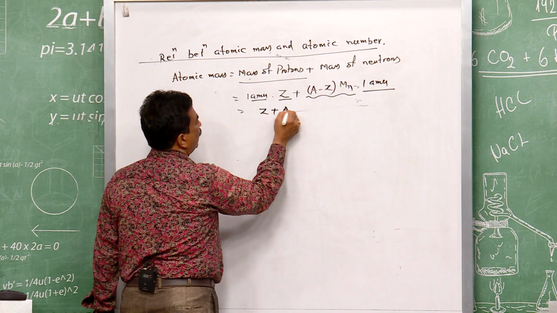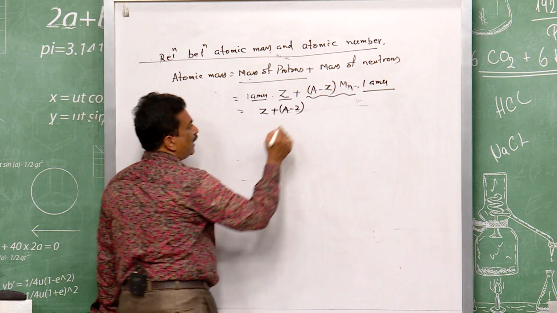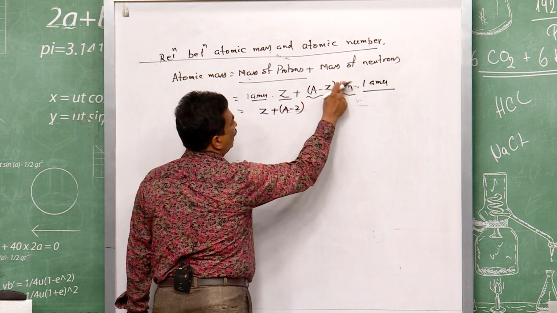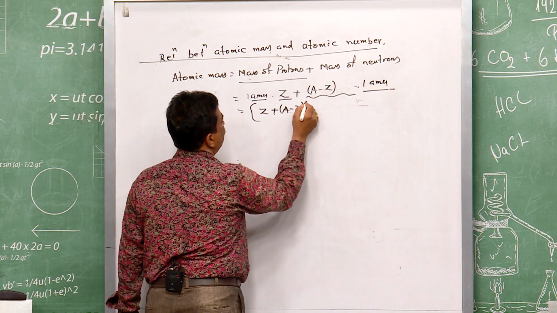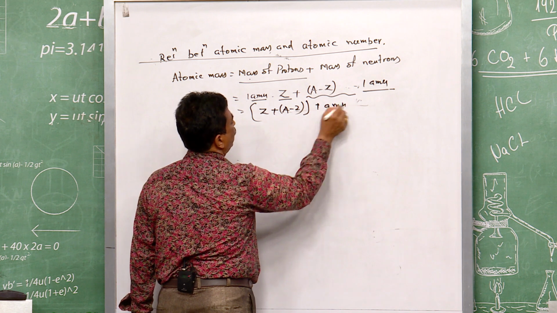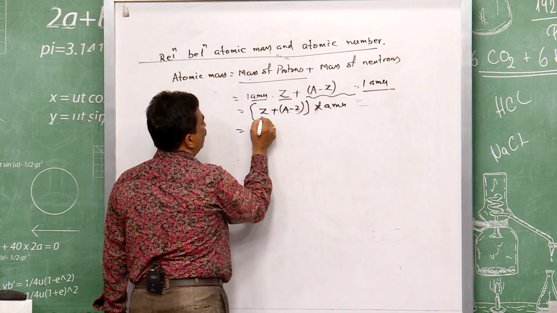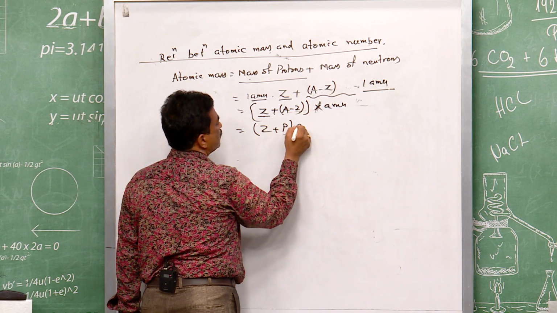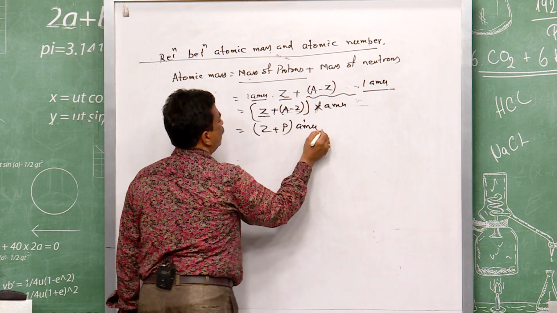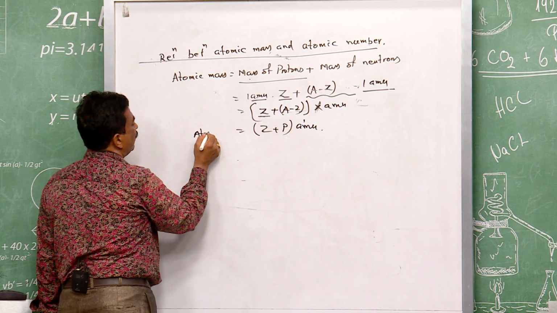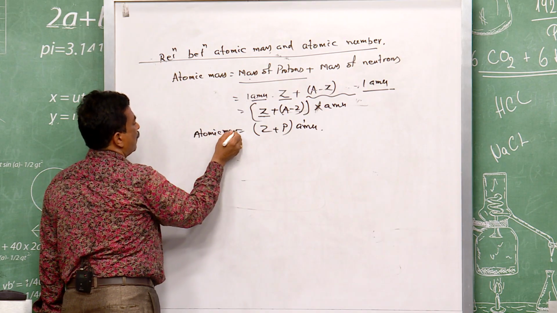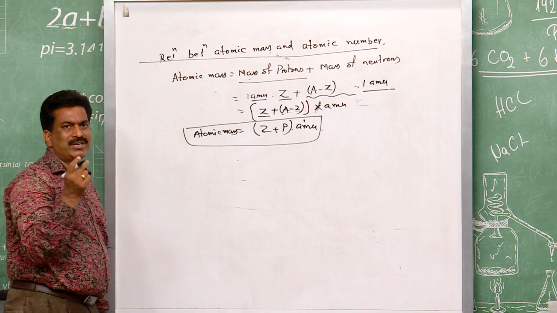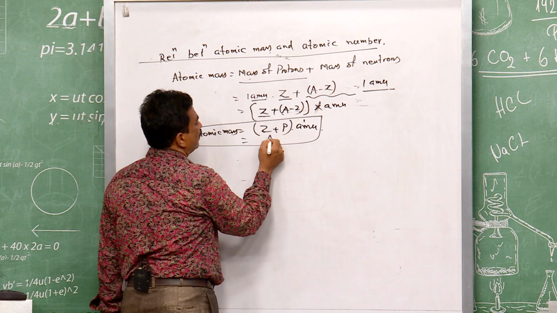So Z plus (A minus Z), times the mass of the neutron, that is 1 AMU, into 1 AMU. So Z is the number of protons, we have taken here as P. So the atomic mass is equal to (Z plus P) into AMU. But what is Z plus P? Z plus P is A.